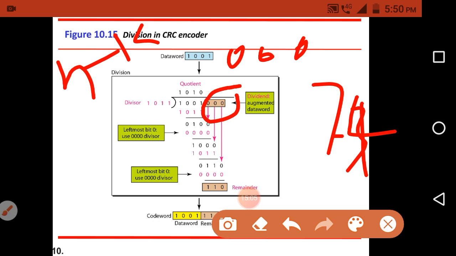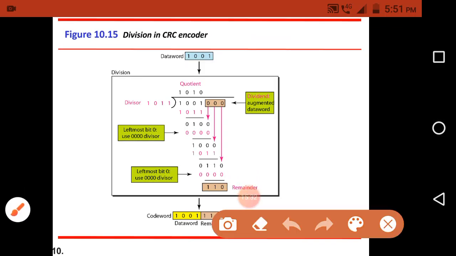That is what we call the augmented data word, and we use it as the dividend. In this way we come to know how many zeros to append. Otherwise, you can take the size of the divisor. What is the size of the divisor? 4 bits. 4 minus 1 means 3, and 3 zeros we need to append. That is another way to identify how many zeros we need to append. So here we have identified the divisor, and we have identified the dividend as the augmented data word.